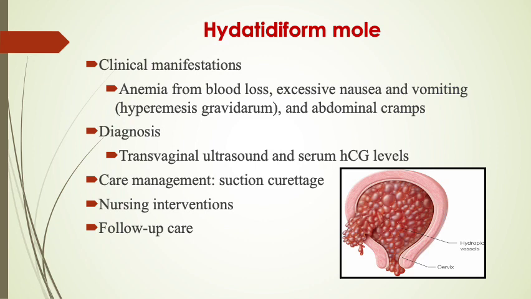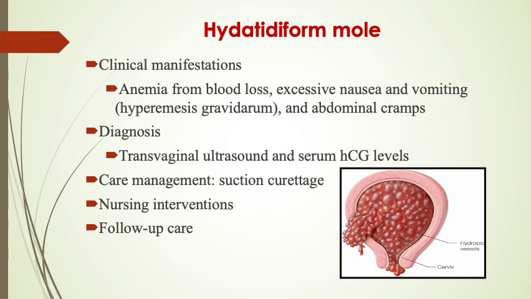So what are the clinical manifestations of hydatidiform mole pregnancy? Well, the clinical manifestations include anemia from blood loss. So the patient will become severely anemic, and also excessive nausea and vomiting, known as hyperemesis gravidarum, is a hallmark manifestation of this condition. So that is why when a patient is vomiting a lot in pregnancy, she has to be ruled out for this molar pregnancy.